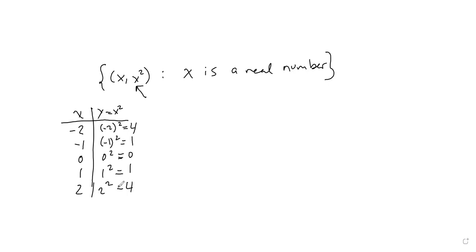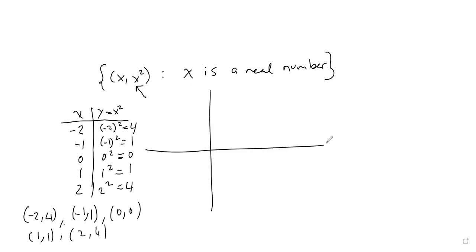So now I construct some points, right? (-2, 4) is the first one, and (-1, 1), (0, 0), (1, 1), and (2, 4). If I just plot them here, 1, 2, 1, 2, 3, 4. So -2 corresponds to 4, -1 corresponds to 1, 0 is 0, 1 is 1, and 2 is 4. So I have sort of a partial graph, right?